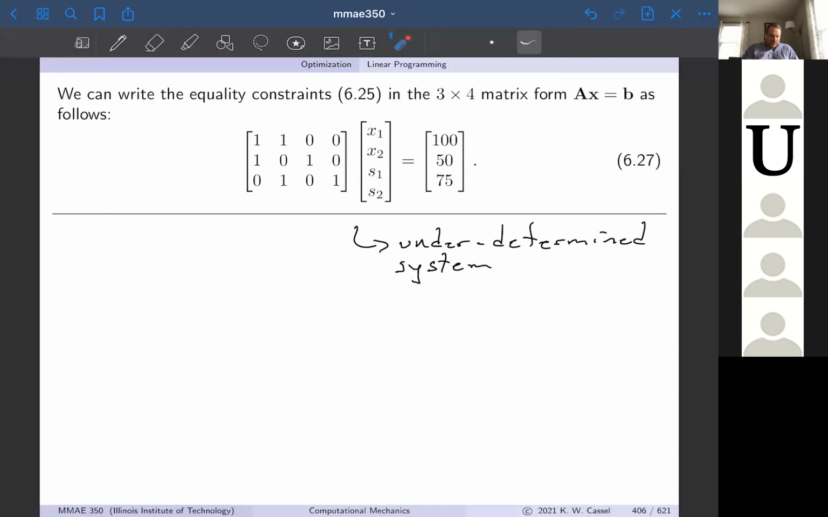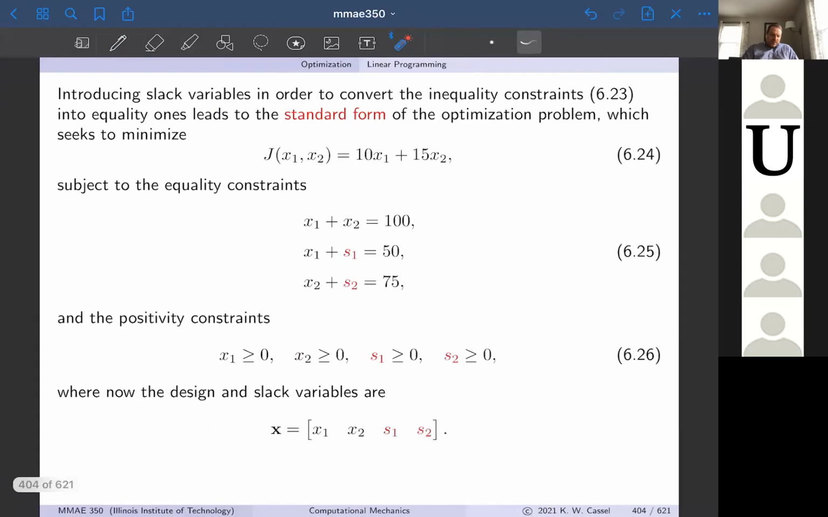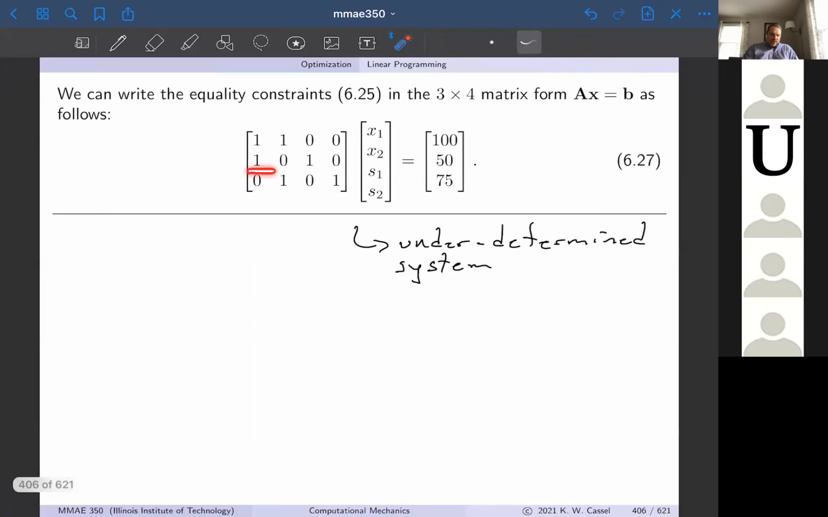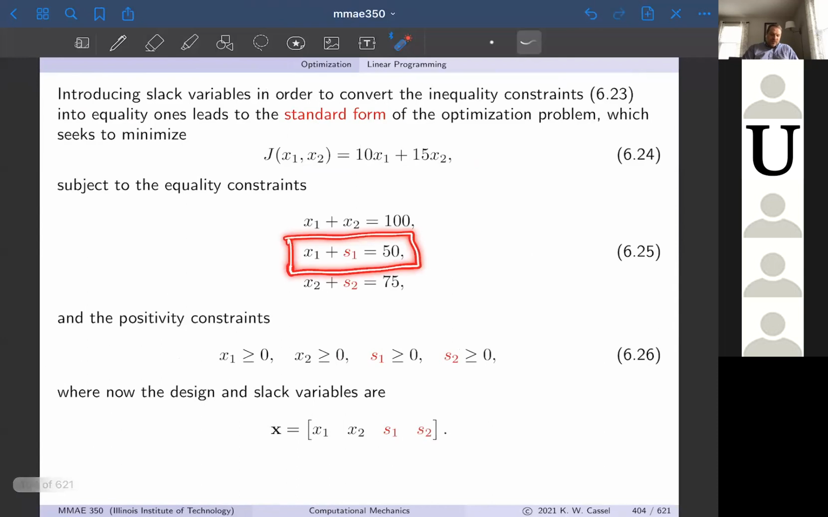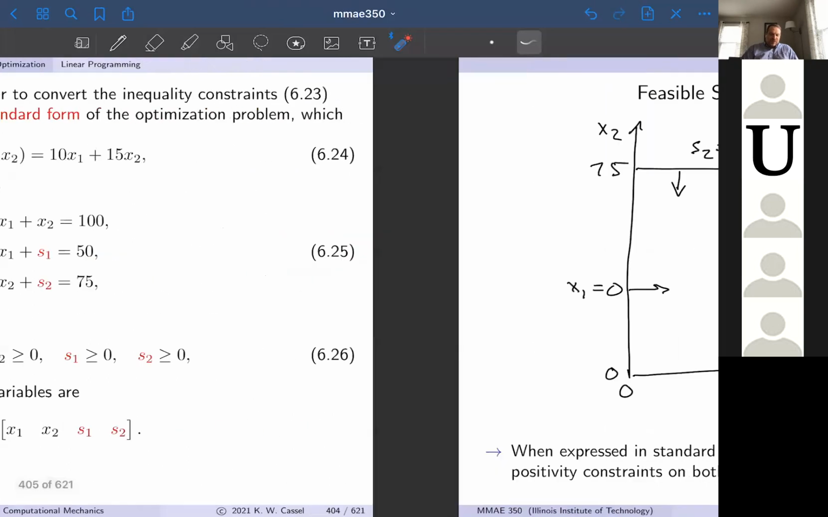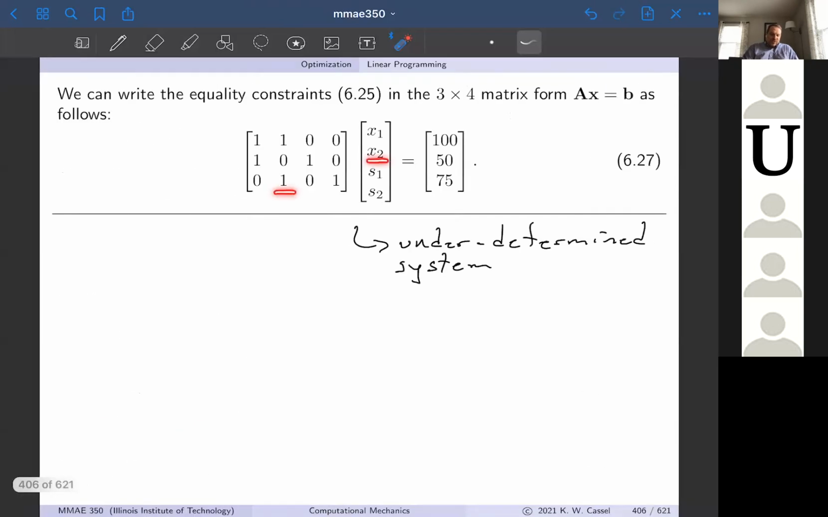But let's walk through what each of these says. The first one says that 1 times x1 plus 1 times x2 is equal to 100. So that is our first equality constraint. The second one is 1 times x1 plus 1 times s1 is equal to 50. That is what was an inequality constraint that now, with the slack variable s1, has been converted into an equality constraint. Same thing with the third equation, x2 plus s2 is 75. So 1 times x2 plus 1 times s2 is equal to 75.